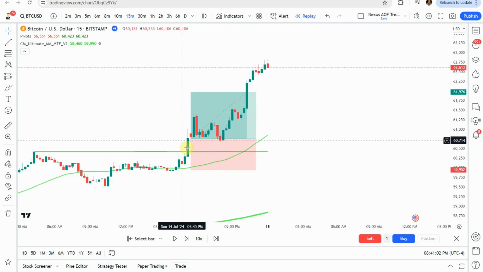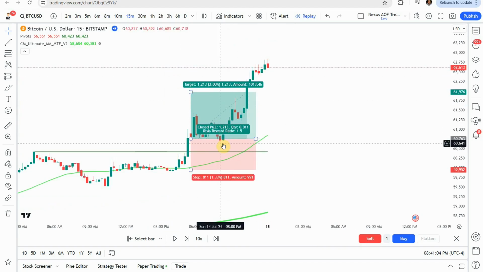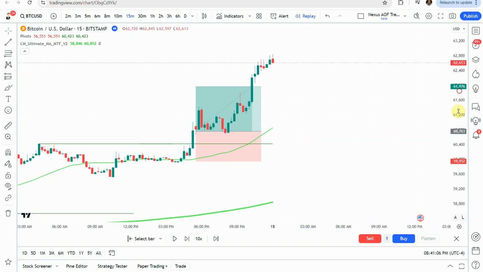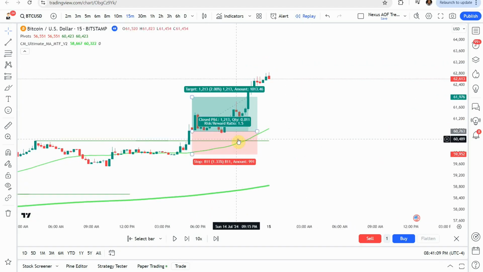Alright, so it takes a little bit, just kind of stair-stepping around. Then we make this nice push to the upside, getting us to our take profit once again. Alright, so that puts us at the end of the testing right there.